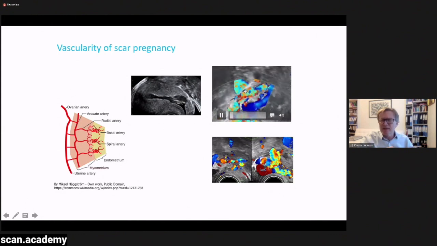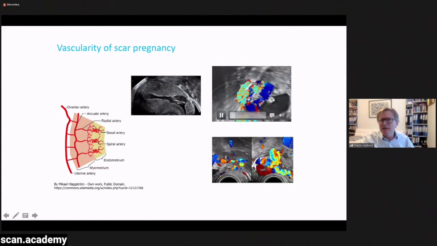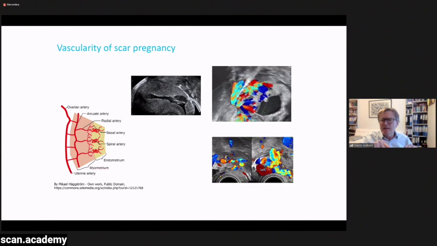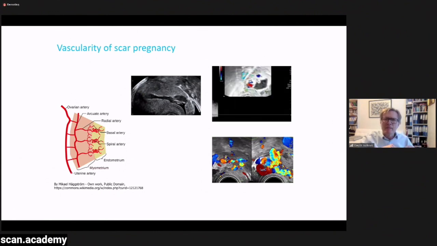I resent using the term AV malformation. This is nothing malformed here. This is just uterine artery responding to powerful vasodilatory stimulus from the pregnancy. And even in this small pregnancy, you can see this massive branch of uterine artery coming into the placenta and supplying it. As a result of high pressure, placenta develops lacunae, and when this pregnancy is terminated, even if it's very early, the bleeding is going to be very significant.